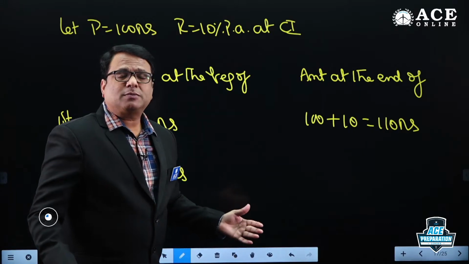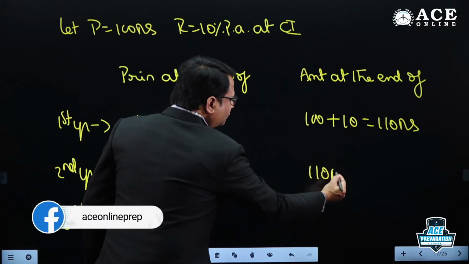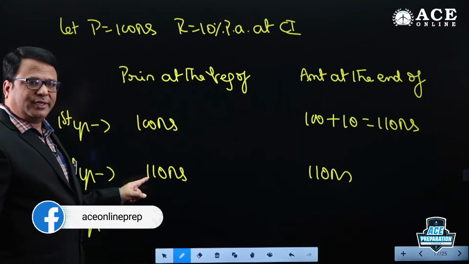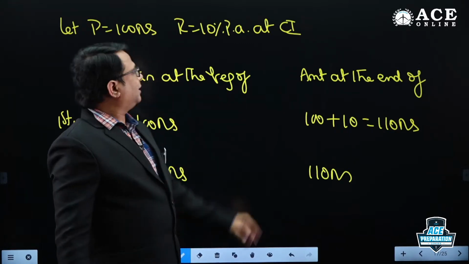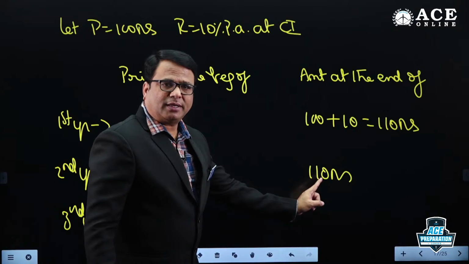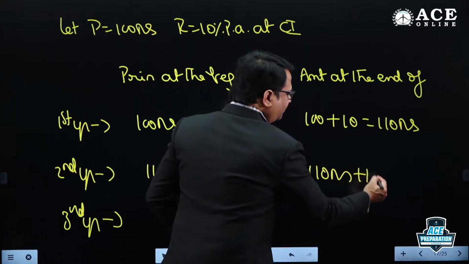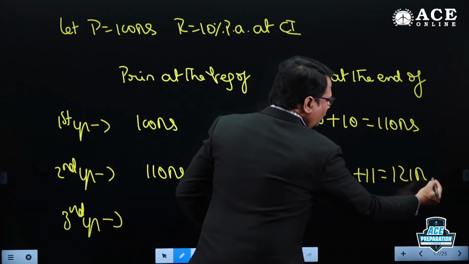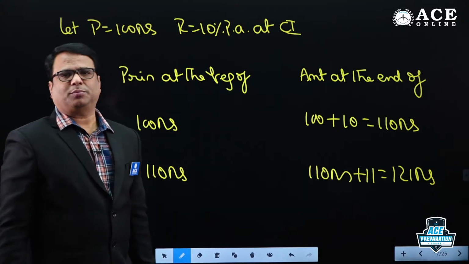Amount means principal plus interest. Now, principal is 110 rupees. You can see I wrote 110 rupees as the principal at the beginning of the second year. So principal is 110 rupees and interest is 10%. Now tell me, what is 10% of 110? 10% of 110 is 11. So plus 11, 121 rupees. So the amount at the end of the second year is 121 rupees.